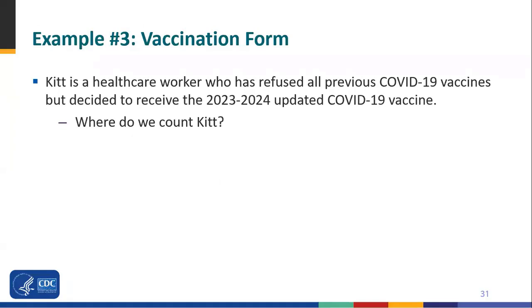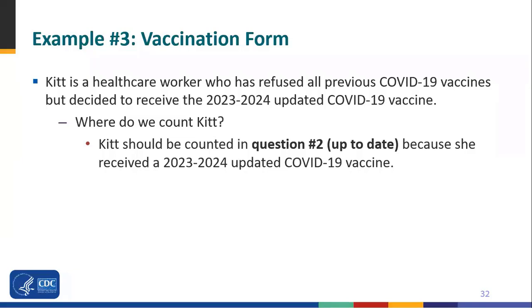Kit is a healthcare worker. She refused all previous COVID-19 vaccines, but decided to receive the 2023-24 updated COVID-19 vaccine. Where do we count Kit? Kit should be counted in question number 2, up to date, because she received a 2023-24 updated COVID-19 vaccine.